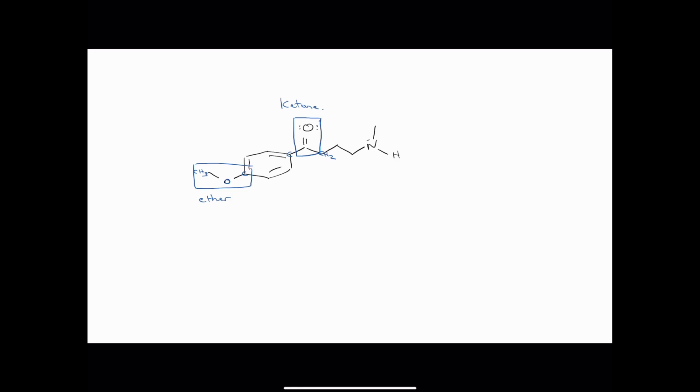Over on the far right, I have a nitrogen attached to one hydrogen, one methyl group, and one CH2, which again we call a methylene. And so this would be an amine. More specifically, it would be a secondary amine. And then you probably noticed right off the bat that we have an aromatic ring in here, so we'll circle that and we'll say that this is aromatic, or we can call this an arene. Either one is fine.